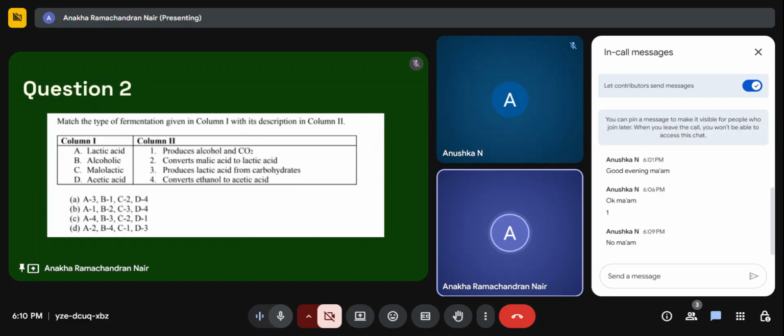Alright. So maybe I'm not seeing an answer. So maybe we'll go to the correct answer, what it is. Alright. So the correct answer in this is option A.